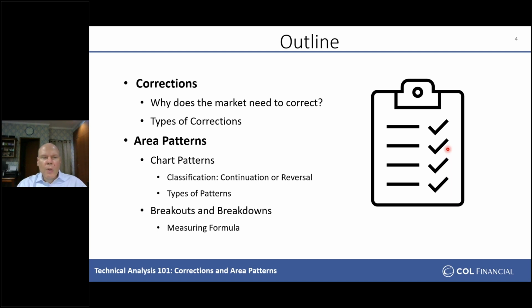Once we engage that, we'll talk about area patterns. Area patterns are more sideways types of corrections. And these particular types of corrections happen because the market needs to rewind itself a little bit more. So in that context, we'll talk about these patterns. We'll see the different classifications of that. We'll also talk about the different types of patterns that you will see, the names that you probably will have to memorize. And of course, we'll talk about breakouts, breakdowns, and how to use measuring formulas when we see such breakout or breakdown conditions.